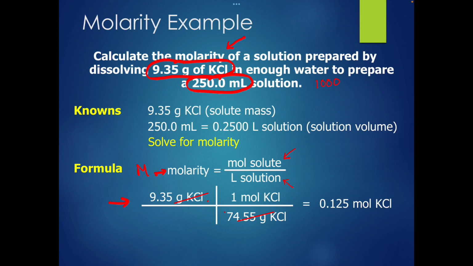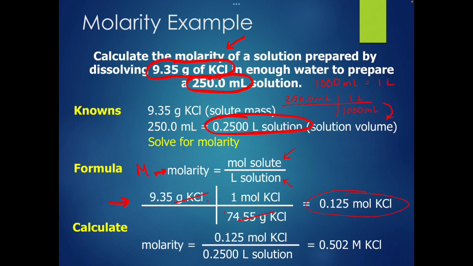We will remember that there are 1,000 milliliters in 1 liter. So if we have 250.0 milliliters, we can say, okay, well, there are 1,000 milliliters in 1 liter, so if we divide by 1,000, essentially, that's what we're getting for our liters. So once we've converted grams into moles, and we've converted milliliters into liters, now we can use those two pieces of information to solve for molarity. Molarity is our number of moles of our solute divided by our liters of solution.